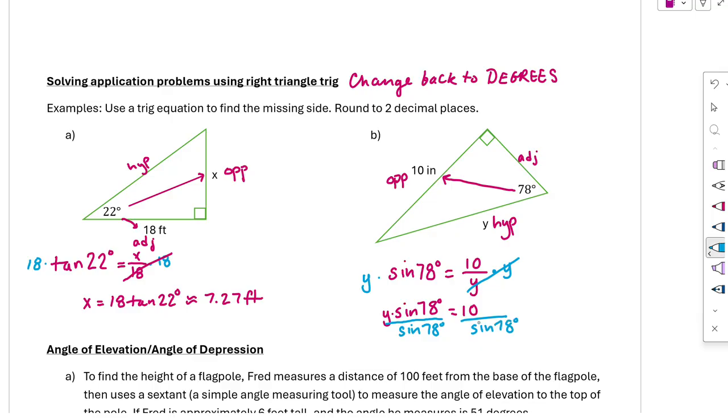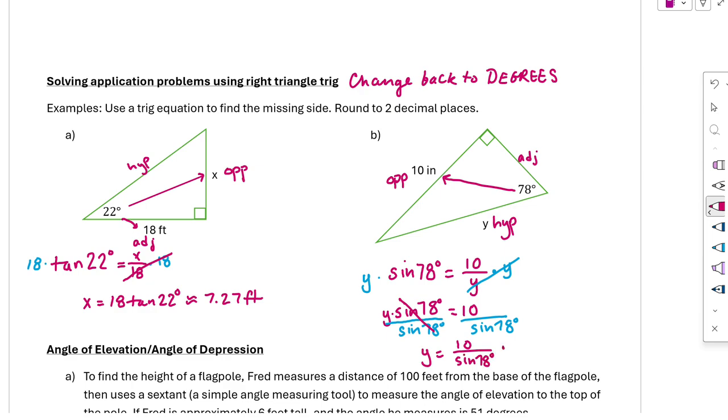You will end up doing these two types of problems a lot, so you'll see the pattern of how to solve them by doing them multiple times. So we are going to divide by sine 78. So our y is equal to 10 divided by sine of 78 degrees.